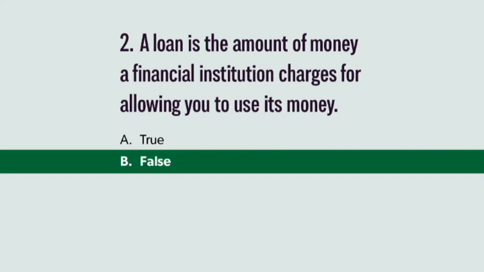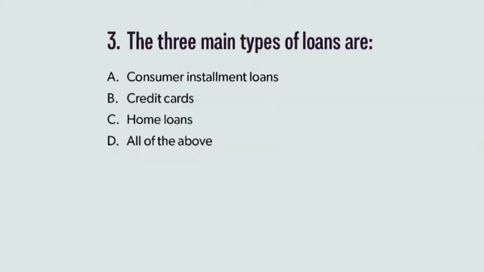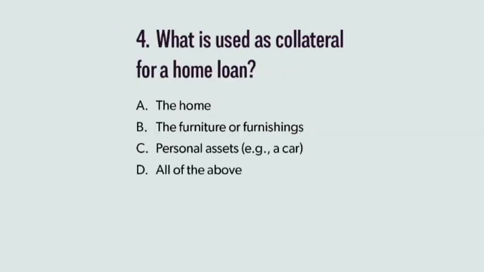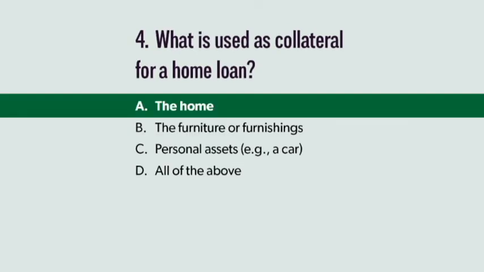Number 3, the 3 main types of loans are consumer installment loans, credit cards, and home loans, or D, all of the above. I'm sure you got this right because we talked about all 3 of those today. D is all of the above. Number 4, what is used as collateral for a home loan? A, the home, B, the furniture or furnishings, C, personal assets, or D, all of the above. And you would be right if you picked A, the home.